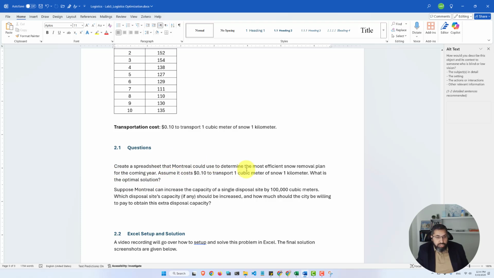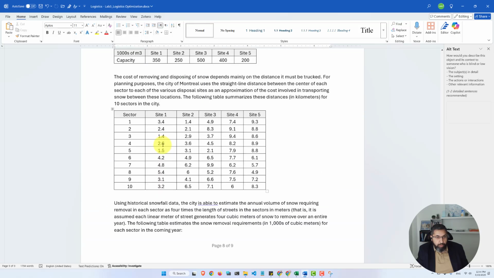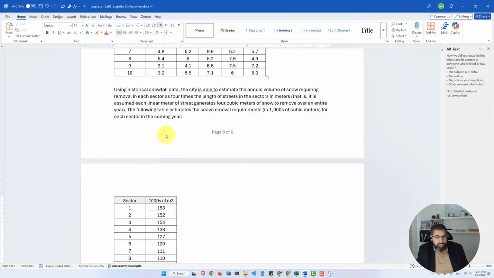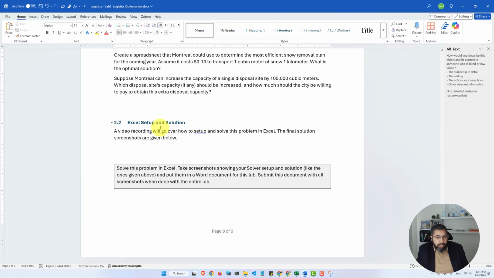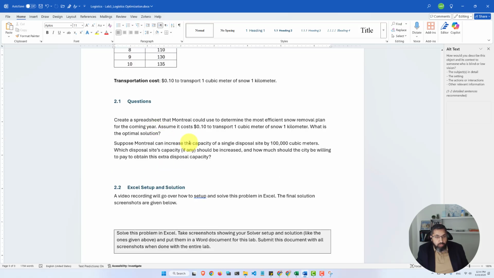So we have two questions again. We want to find the minimum cost plan, which sectors will be dumped into which sites. And then we have to say if we could increase the capacity of a single disposal site by 100,000 cubic meters, is it worth it to do that? Does it reduce our total cost? Because it's going to cost us something to increase the capacity.